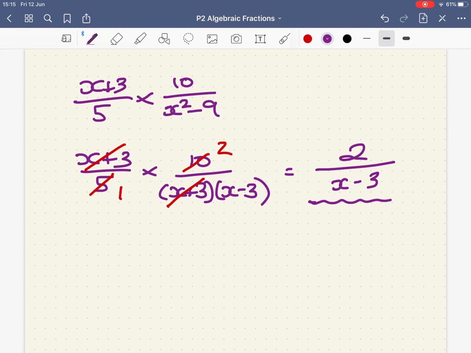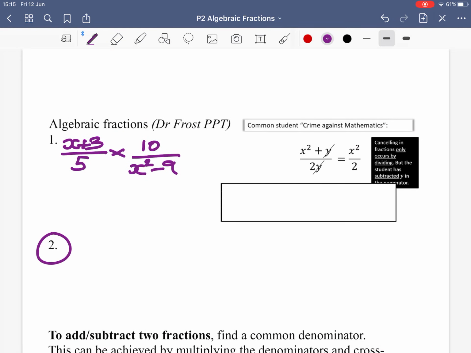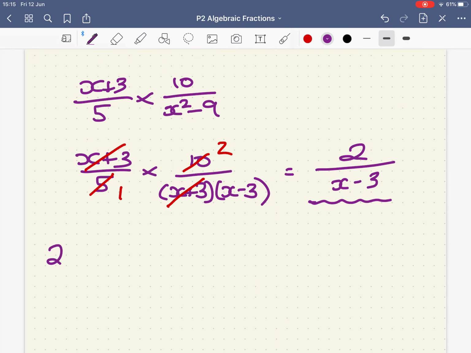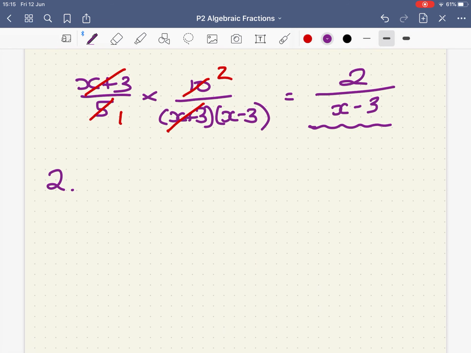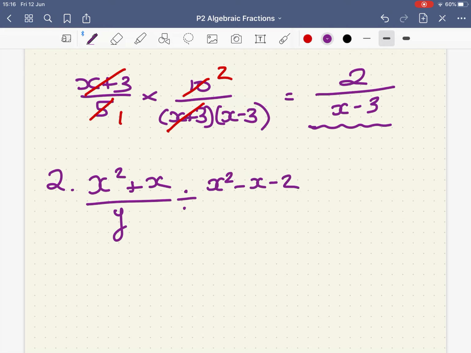Okay, now for question 2, so that's this question here, I'm just going to do it here for space. We've got x squared plus x over y divided by x squared minus x minus 2 over y squared.